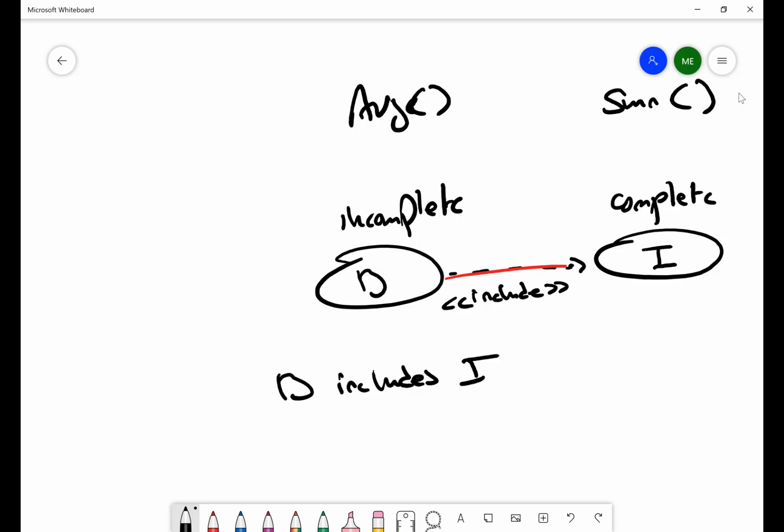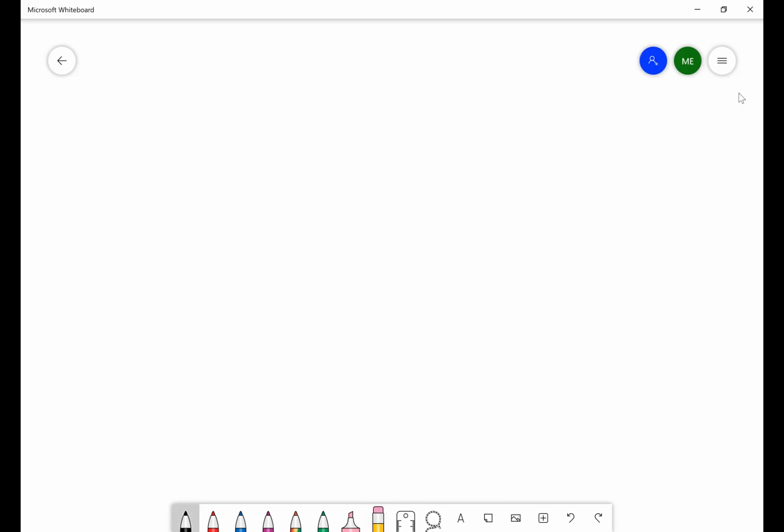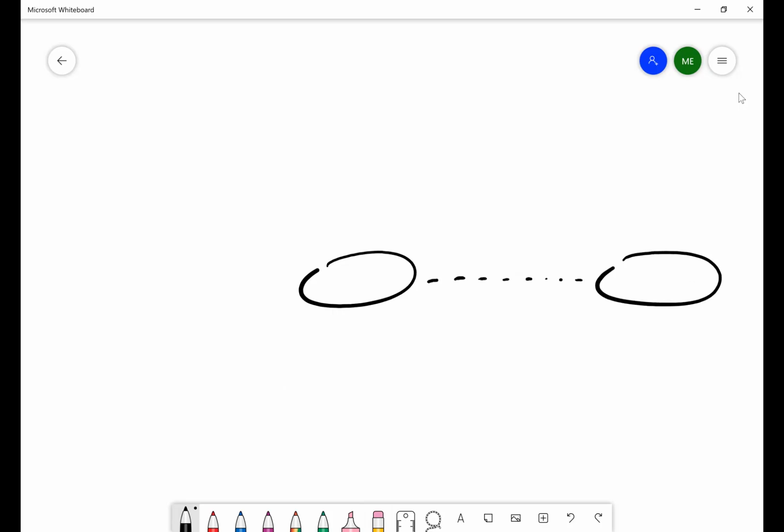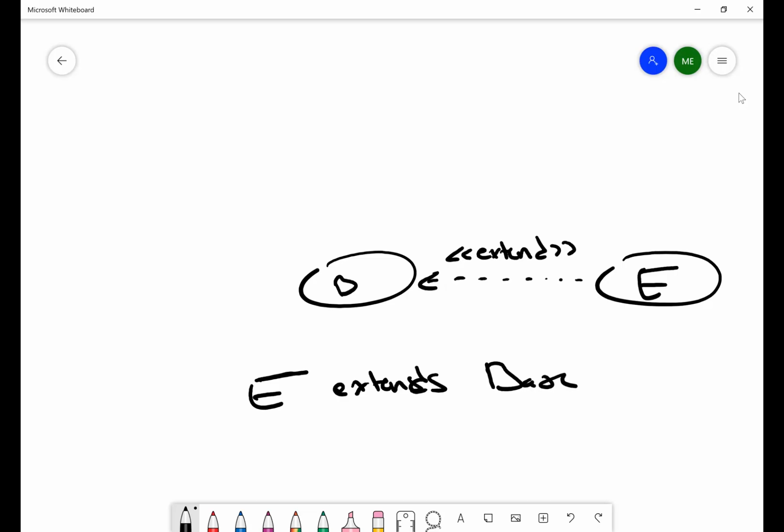On the other hand, when we looked at the extend relationship between two different use cases, the arrow is pointing in that direction. And again, we put the angle bracket with the word extend. And notice this is the extension that is pointing to the base. So we say E extends the base. All right. Now what that means is that the base was actually complete, and the E was the one who is incomplete because it wouldn't make sense without extending the base.